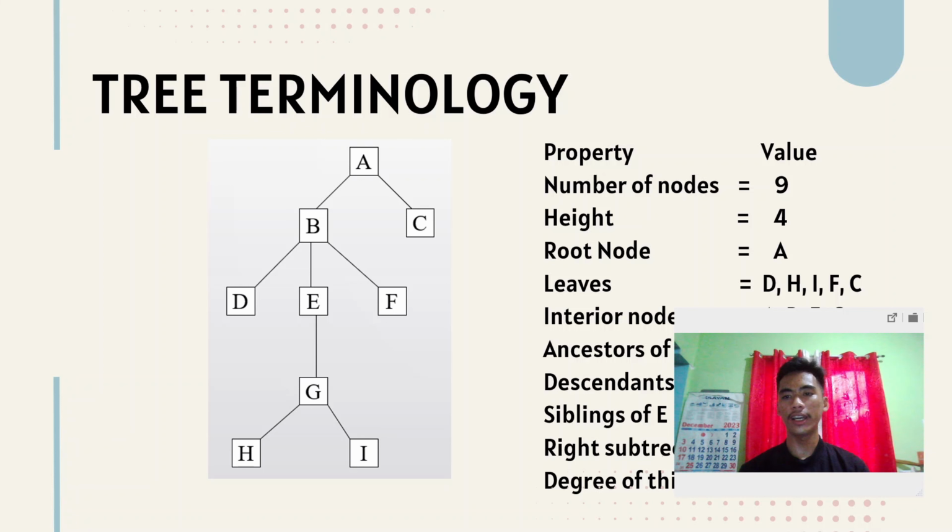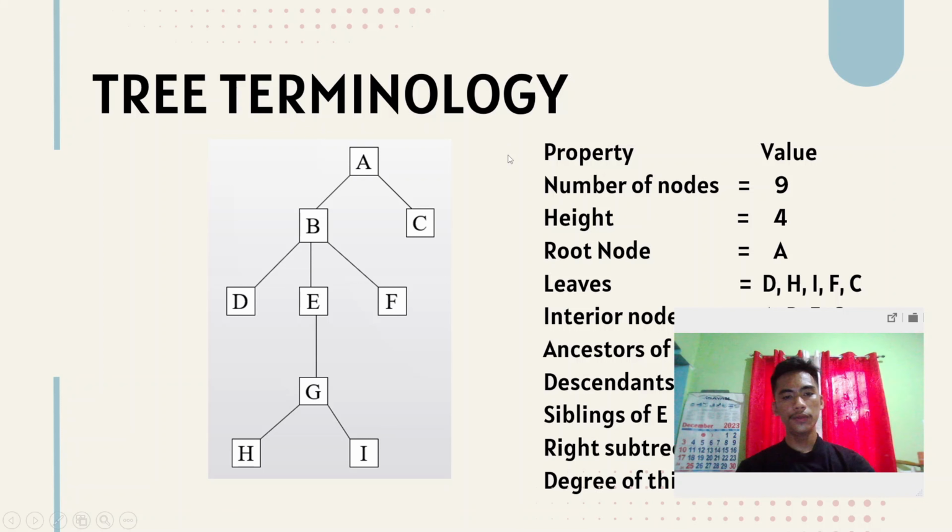The next is height, which is 4. The height of the tree is 4, representing the length of the longest path from the root A to a leaf. Next, root node is A. A is identified as the root node, which is the topmost node in the tree and has no parent.